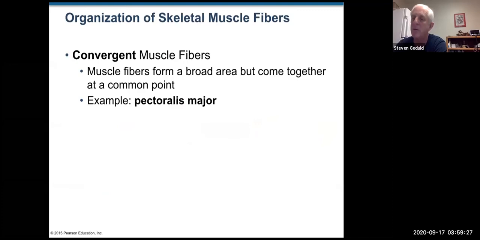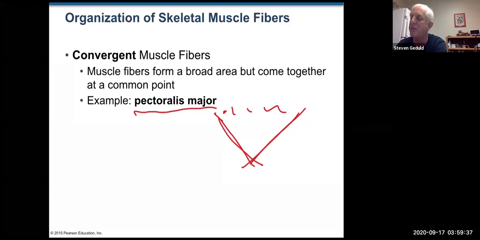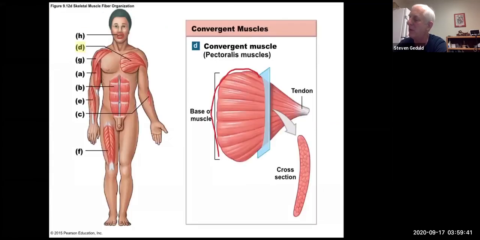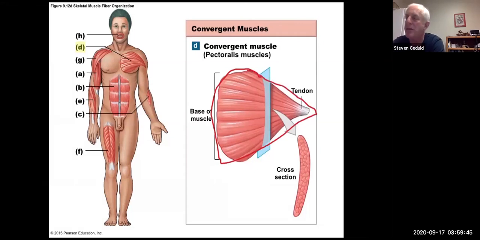Convergent muscles. Muscle fibers from a broad area that come together. Here's your muscles, and they converge to a common point. Your pectoralis major is a convergent muscle. Here's your pectoralis muscle. Here's the base of the muscle, and it comes to a point to a tendon. It connects to bone. That's a convergent muscle.